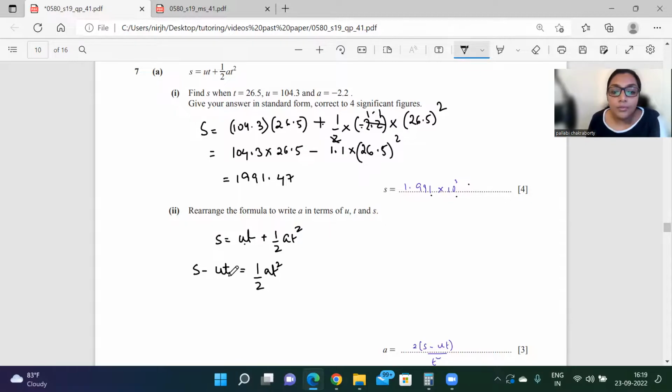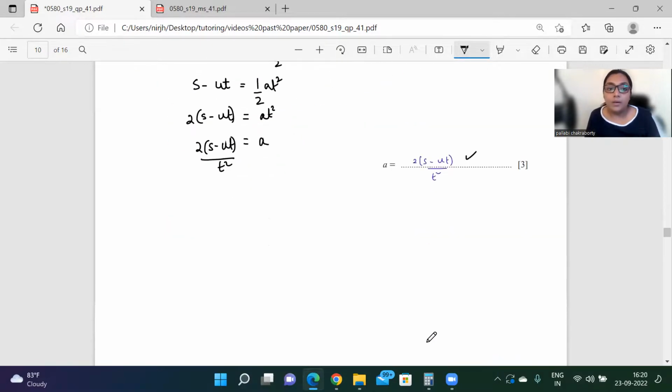Now you move the 2 to the other side. So 2 will be multiplied with the whole thing. Why are we multiplying the 2? Because it was in division with this, right? A by 2. It was by 2. So you're moving the 2 to the other side, so it becomes multiplication. We have to find A. So now we will move the T square also to the other side. This time T square is in multiplication with A, so it will become division when it goes to the other side, upon T square, and that's your answer.